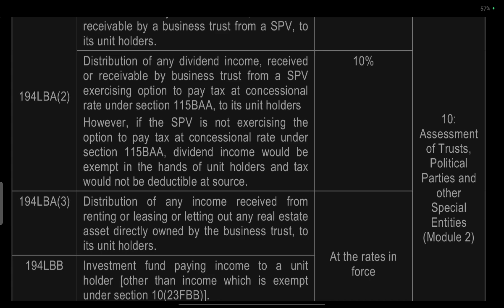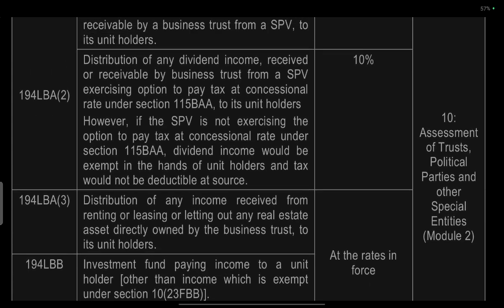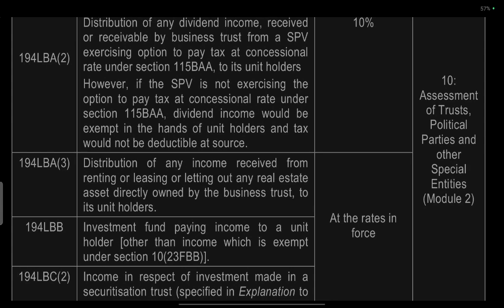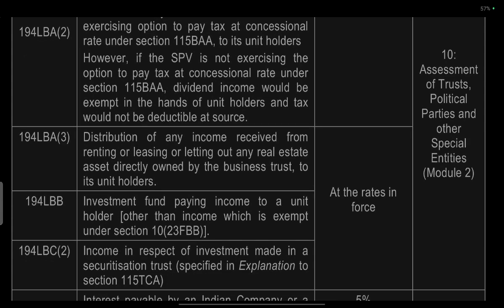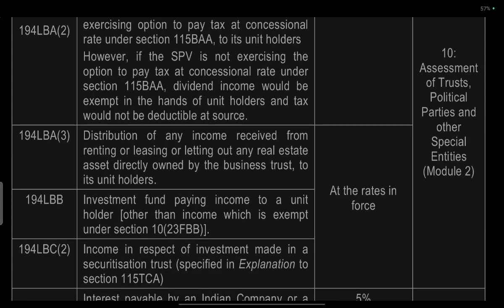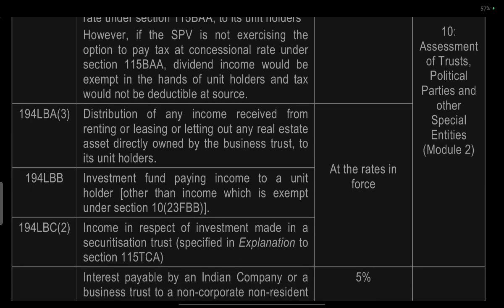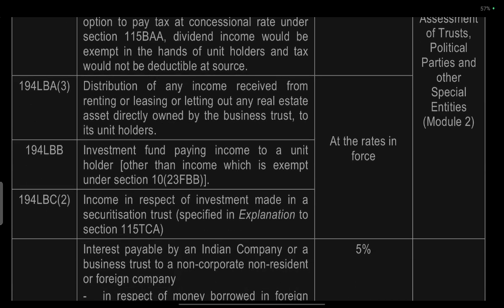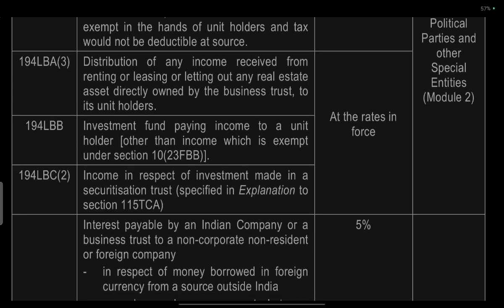Section 194LBA clause 2: assessment and trust and political parties and other specific functions. Section 194LBA clause 3: a distribution of any income received from the renting or leasing or letting out of any real estate directly owned by the business trust, to the unit holder who is a non-resident, at the rates in force. Section 194LBB: an investment fund paying income to the unit holders, other than the income exempt under Section 10(23FBB), at the rates in force.